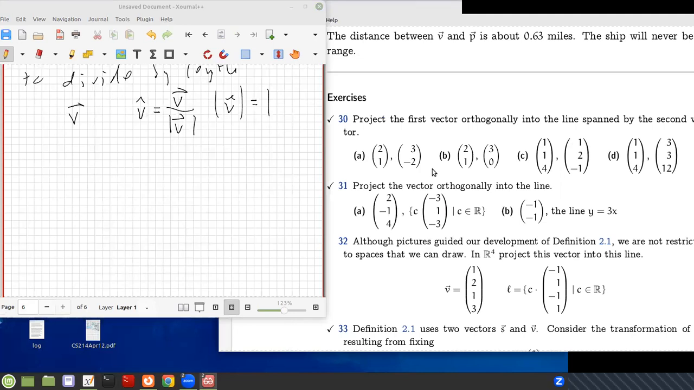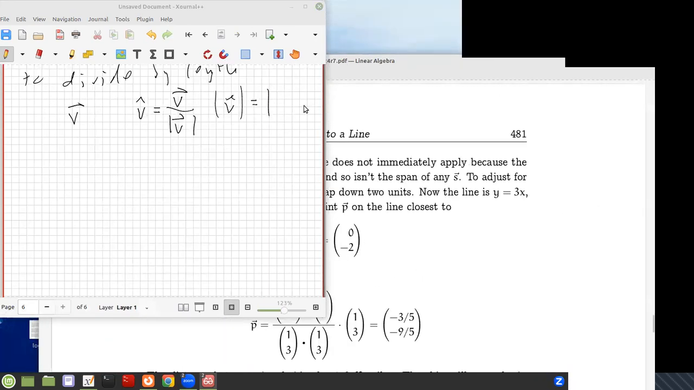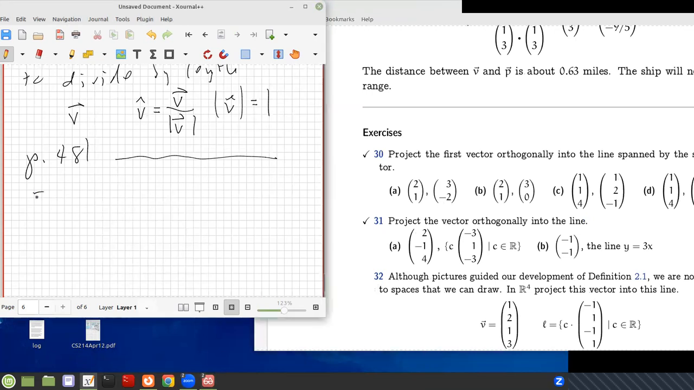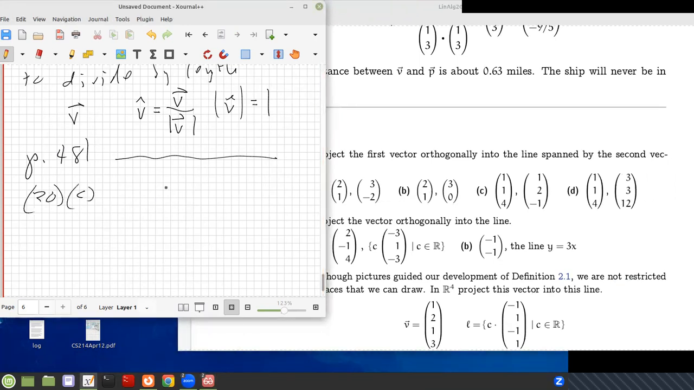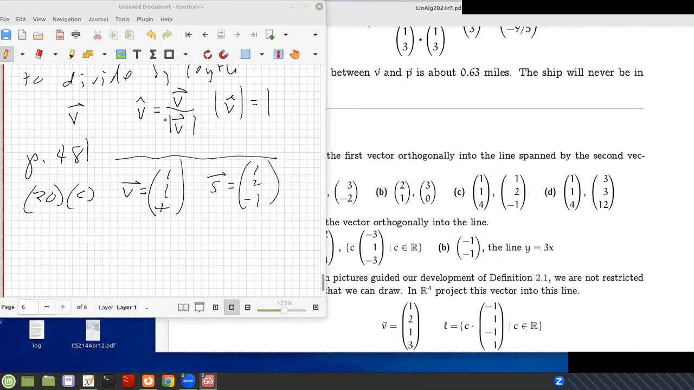So let's see. On page 481, let's do one of these intermediate exercises, number 30 C. If V is equal to 1, 1, 4, and S is equal to 1, 2, minus 1, find the projection of the first vector orthogonally onto the line spanned by the second vector. So V is equal to 1, 1, 4, and S is equal to 1, 2, minus 1.